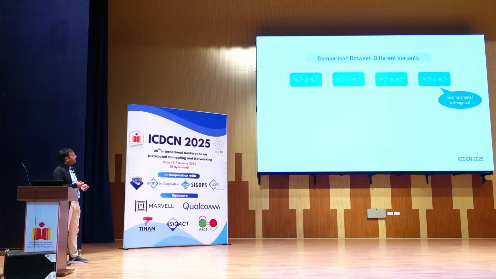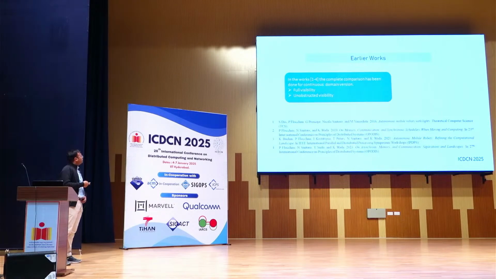Next we say 2 variants are computationally incomparable, or orthogonal, if basically none of the problem sets contains the other's. Basically that means there exists one problem which is solvable in this one but not in this. There exists another problem in P2 which is solvable in this one but not in this one. So they are kind of parallel variants. Okay.